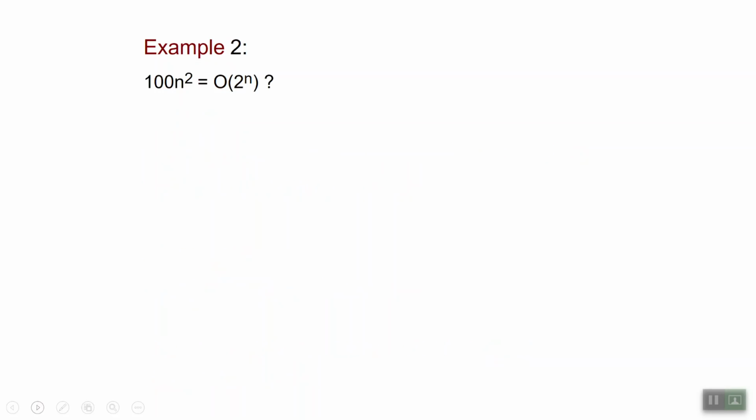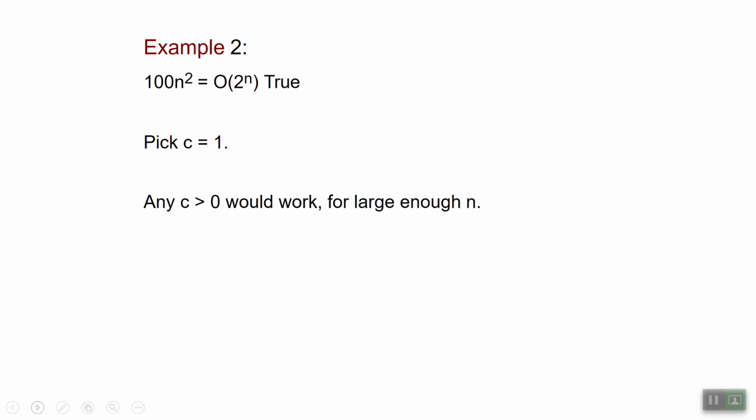As another example, we can ask ourselves if 100 times n squared is big O of 2 to the n. And again, the answer is yes. And we can pick c to be equal to 1. In fact, any c larger than 0 would work for large enough n. And this just reflects the fact that the exponential function grows faster than any polynomial.